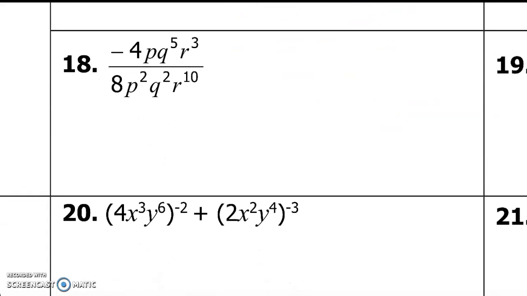Number 18. Negative 4 over 8 is going to simplify to negative 1/2. P to the negative 1. Positive 1 minus 2 would give you negative 1. Q to the third, and r to the negative 7.